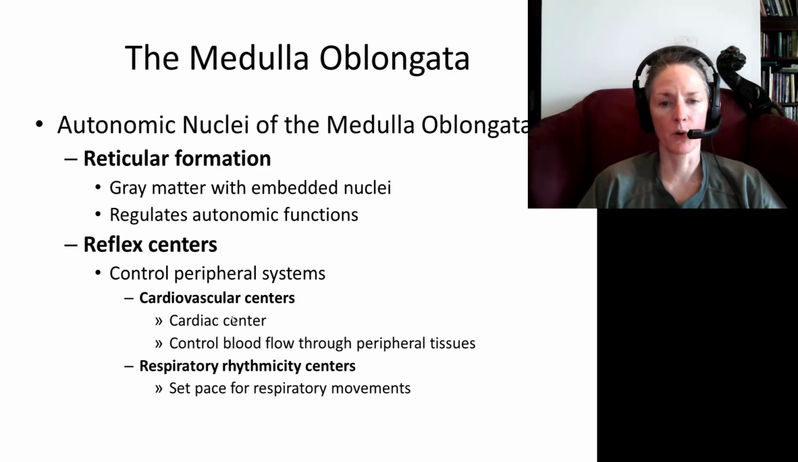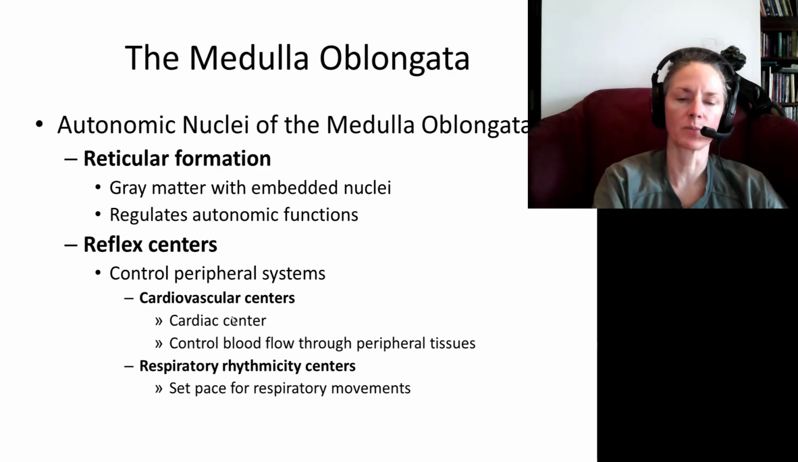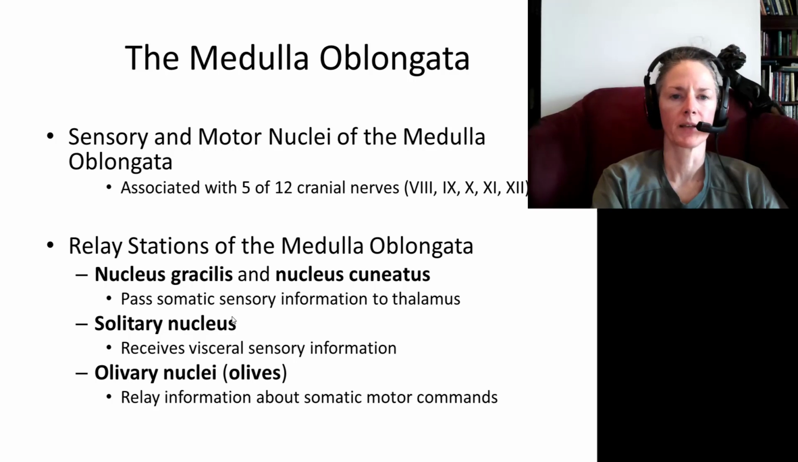Our respiratory rhythmicity centers are going to be setting the pace for respiratory movements, and they will be in communication with other centers within the pons, called the apneustic and pneumotaxic centers, that are going to aid the respiratory rhythmicity centers in setting respiratory movements. All right.